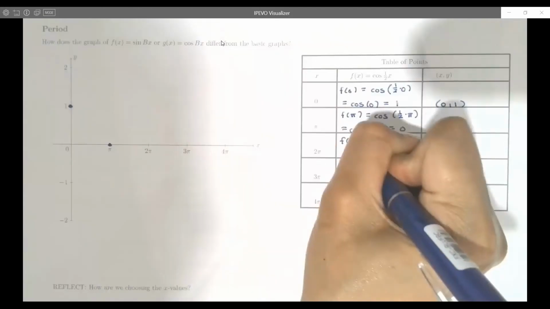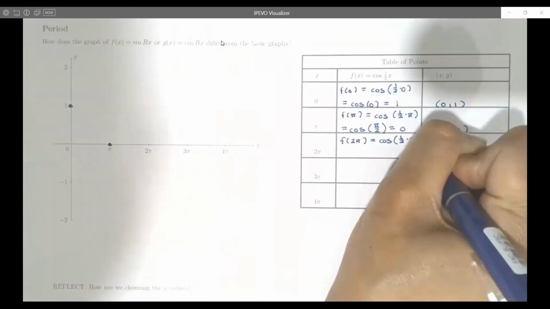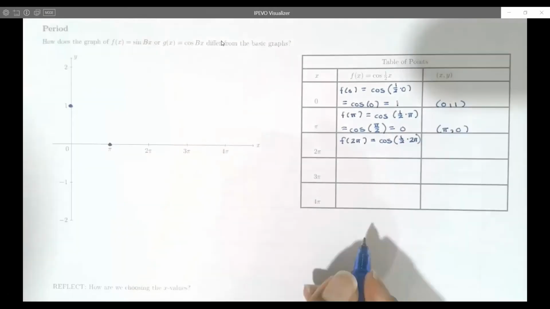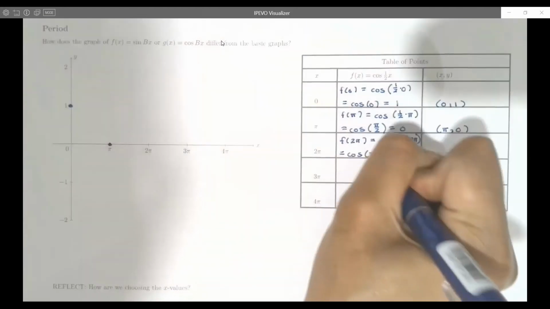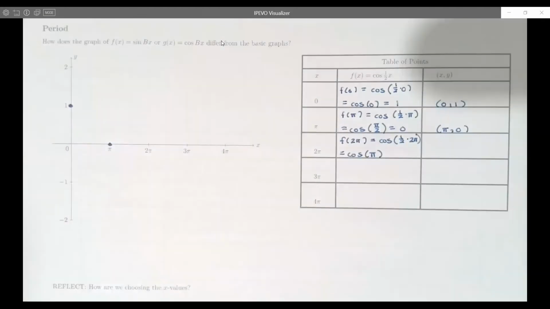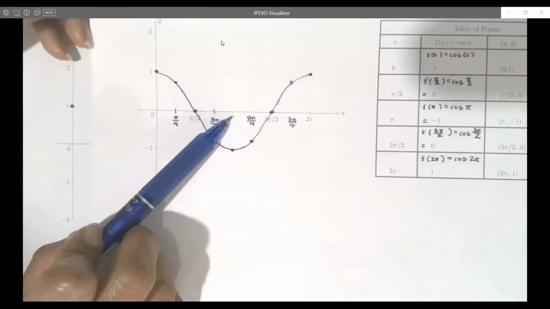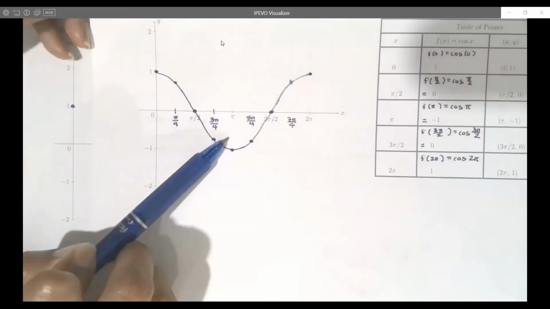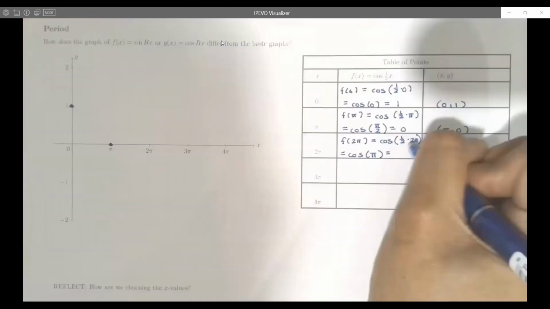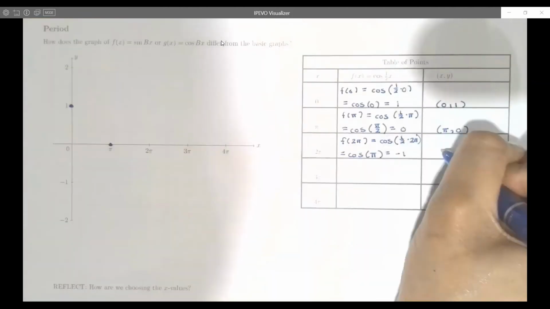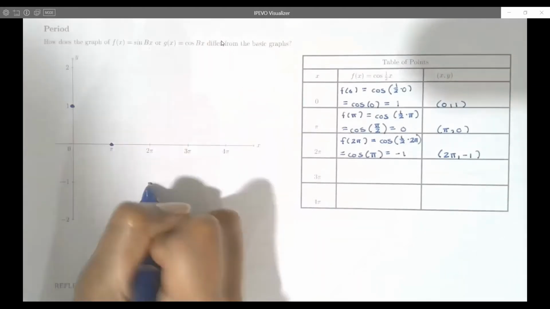Okay, next one is 2 pi. We have cosine of 1/2 times 2 pi. Half of 2 pi is just pi, so this is cosine of pi. And I have this one handy, so I'll just take a look at what it is. Here's pi. We go down to meet the graph, we make it down to -1. So this is -1. That means that we'll have the point 2 pi, -1, which is down here.